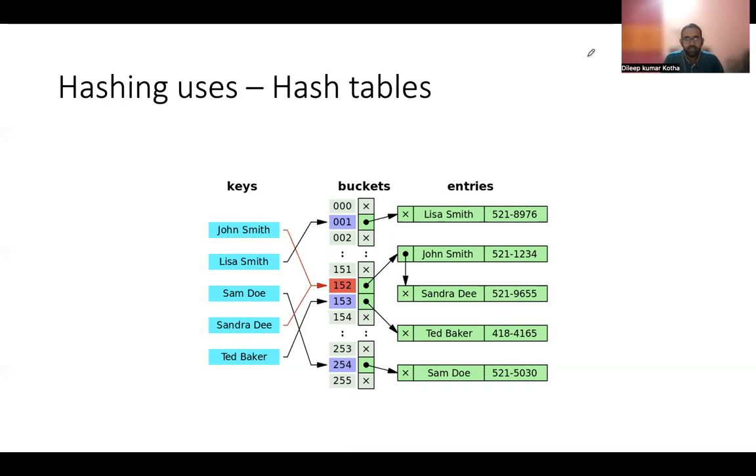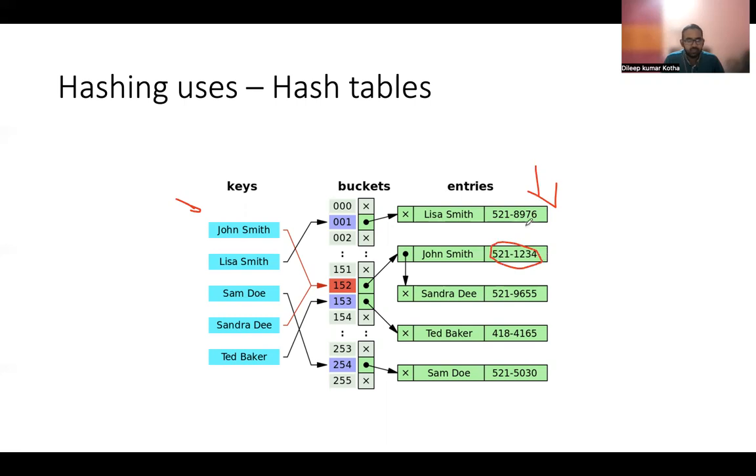Let's look at hashing use cases. The most widely used hashing use case is hash tables, where given keys like these, the names of people, we can map them to their house numbers. So here you can see John Smith. This we pass into our hash function, which will calculate, based on this key, a value which points into the bucket, which is called a hash bucket.